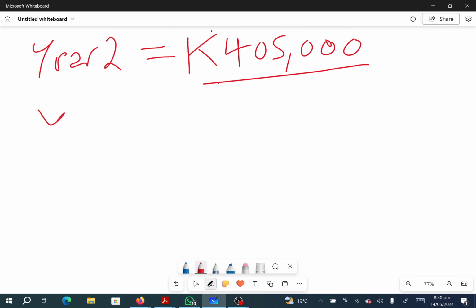Then we go to year 3. In year 3, our depreciation expense was based on 405,000.